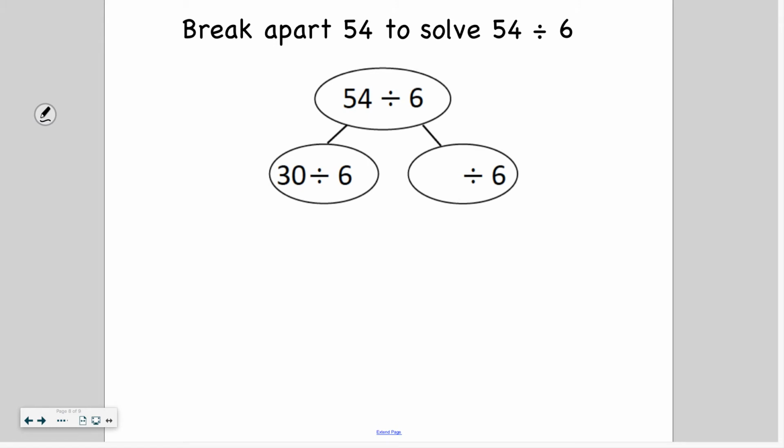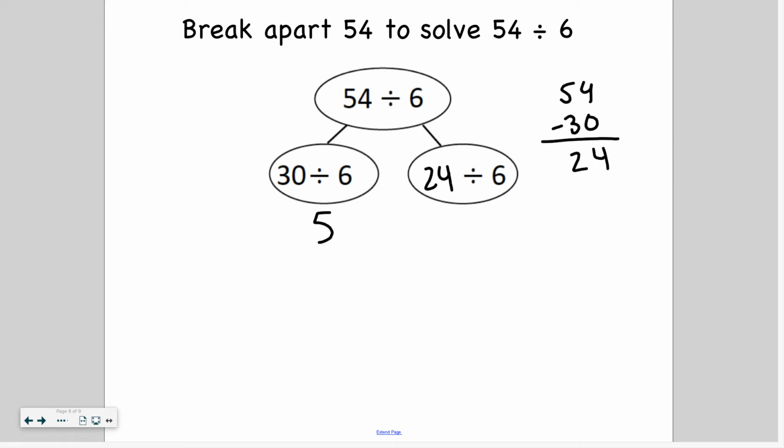All right, so 54 minus 30. 4 minus 0 is 4. 5 minus 3 is 2. So 24 divided by 6. Now I want to divide 30 divided by 6. Let's see, 6, 12, 18, 24, 30. So that's 5 groups.